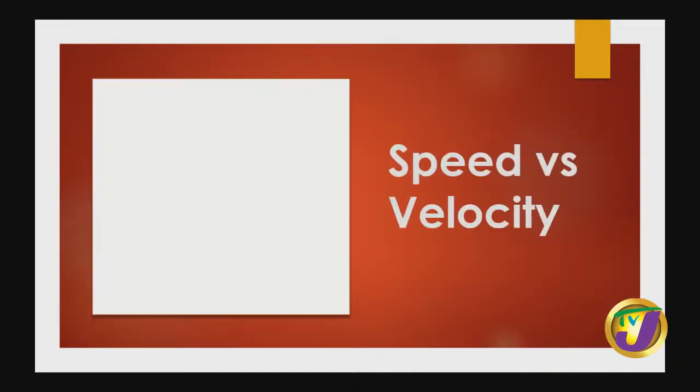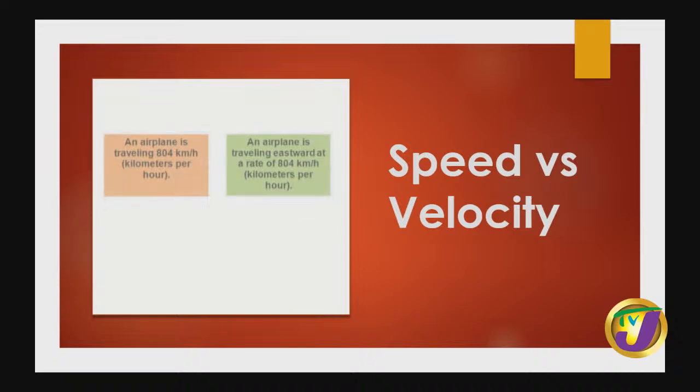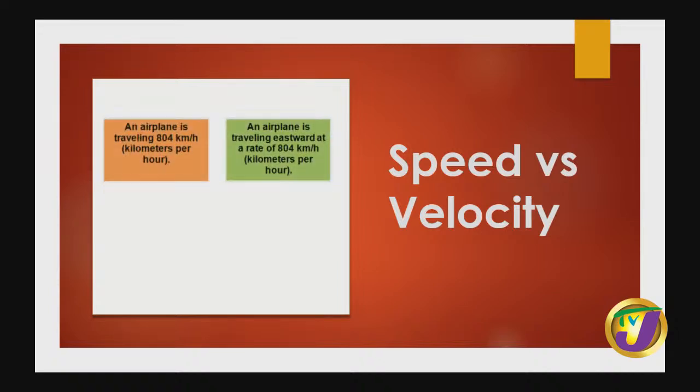Okay. Now we have been talking about speed. What about velocity? Here we have two situations. An airplane is traveling 804 kilometers per hour. And also in green, another airplane is traveling eastward at a rate of 804 kilometers per hour. I seem like I said the same thing twice. Do you note any difference? Let us examine it carefully.